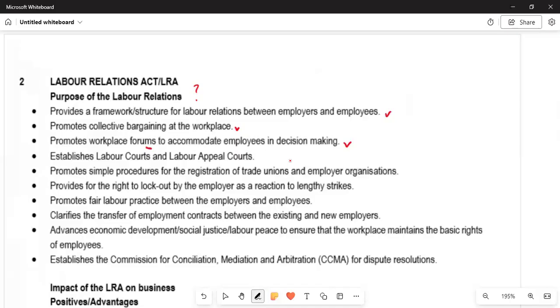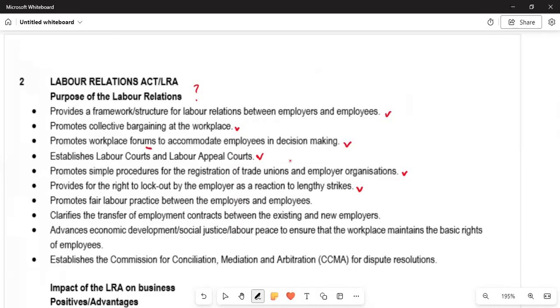So if there are strikes, this act gives the right to employers to keep the employees out of their premises, as they are trying by all means to solve the issue. So it gives them the right to lock the employees out of their premises while they are busy trying to come up with a solution to the strike.